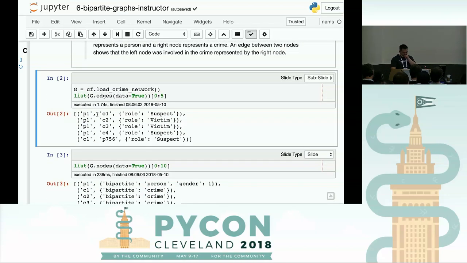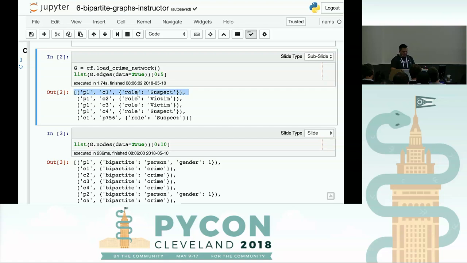So let's run that first cell. You can see we have person one with crime one and the role is a suspect, person one with crime two. Wow, this person is really, really sad. Like, involved in four crimes as suspects and victims, right? I hope none of us have to face that. So these are the relationships that are defined on this graph.